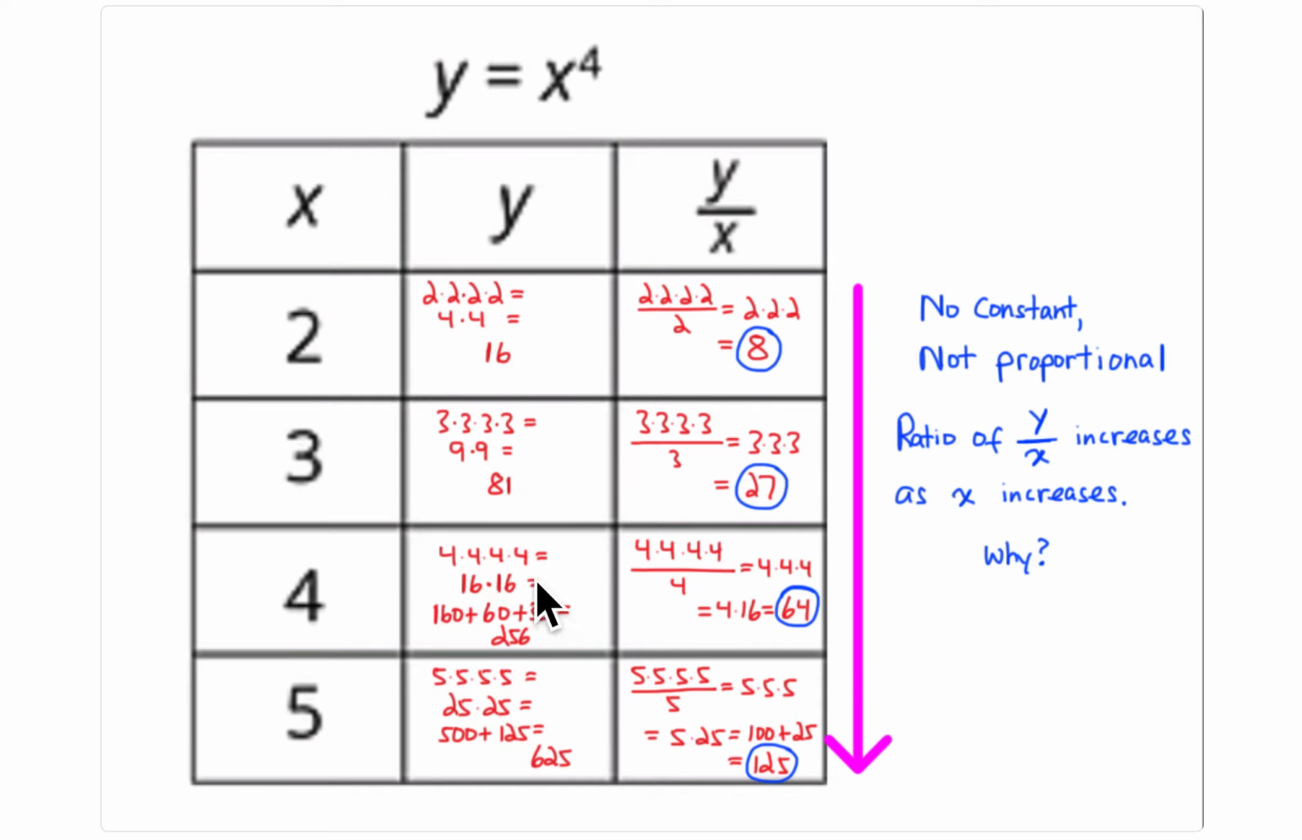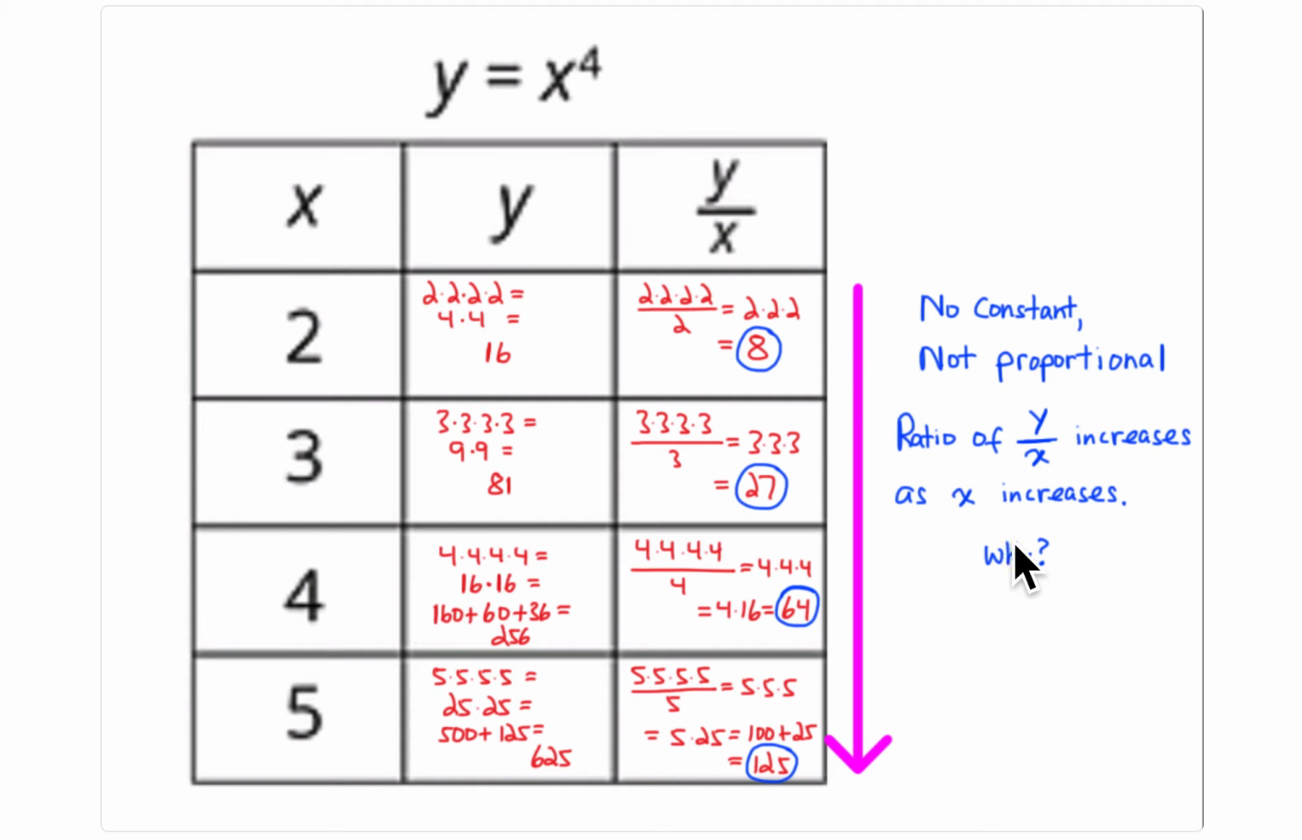And I left these down here for you to think about how do you get 160 plus 60 plus 36 from 16 times 16. And how do you get 500 plus 125 from 25 times 25? So think about that. See if you can figure out how you get these numbers that get added together. And you divide by one of the factors. Well, that ends up just being x to the 3rd power. So you're left with 2 to the 3rd power, 3 to the 3rd power, 4 to the 3rd power, and 5 to the 3rd power.